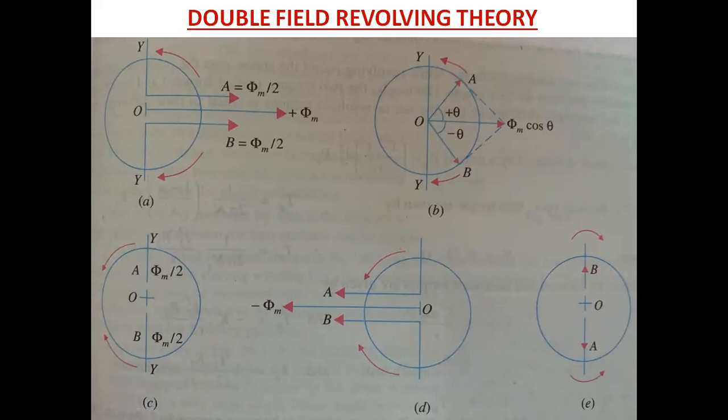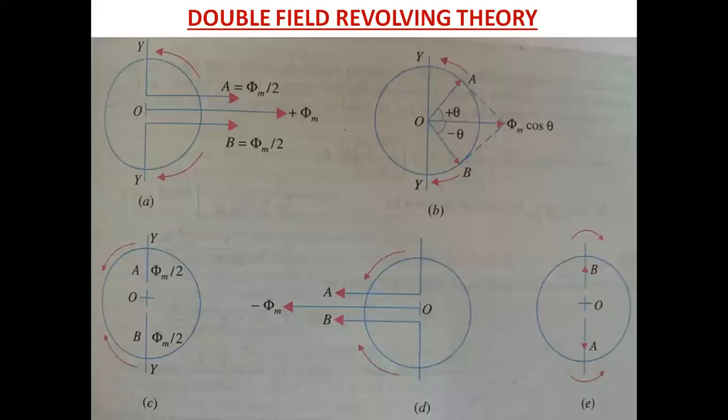This uses the idea of an alternating uniaxial quantity. An alternating uniaxial quantity is represented by two oppositely rotating vectors, each having half the magnitude. Accordingly, an alternating sinusoidal flux is represented by two revolving fluxes. These two revolving fluxes each have a magnitude equal to half the value of the alternating flux, and each rotates synchronously in the opposite direction.